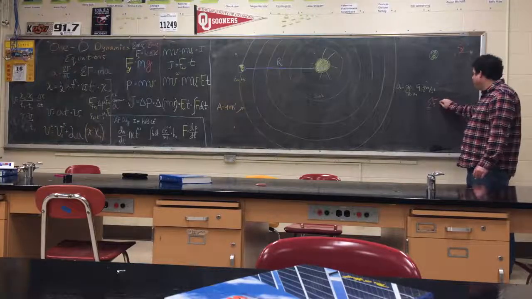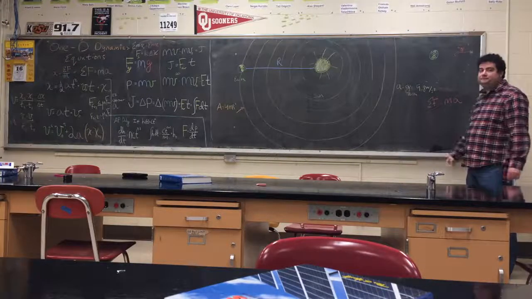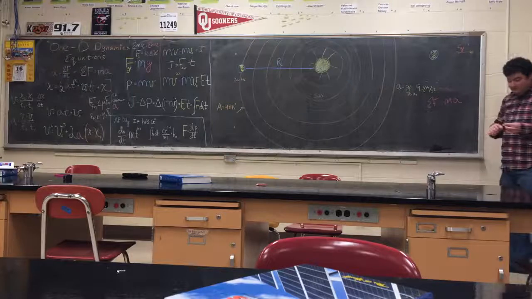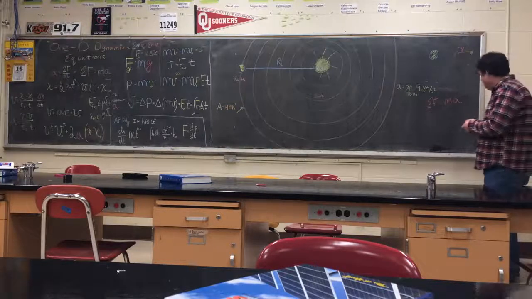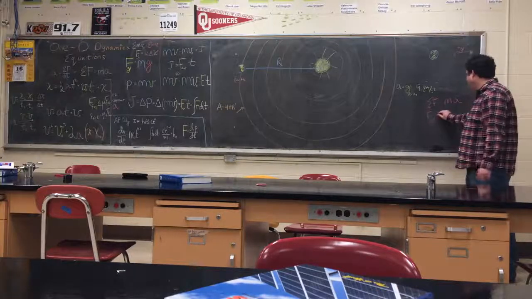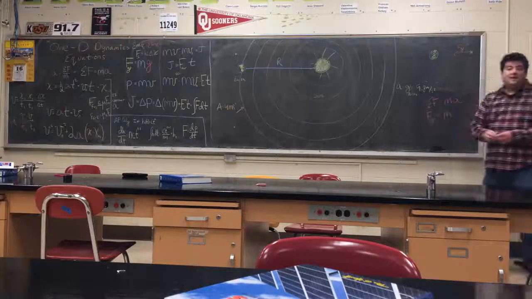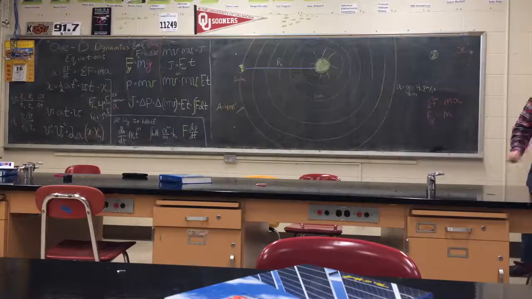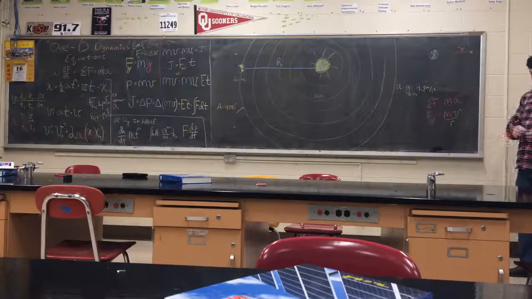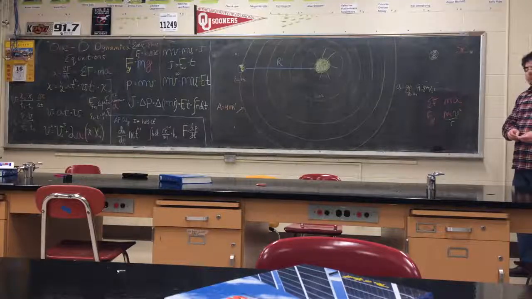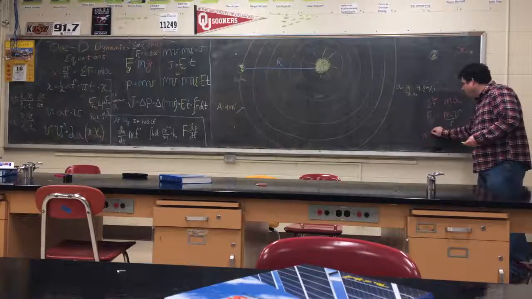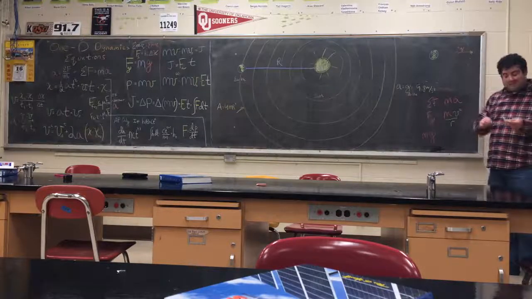We write sigma F is ma. We don't know the mass of the moon, but it doesn't matter because we know that the only force is the force of gravity. And what is a if you're moving in a circle? Well, of course, it's v squared over r. What's the force of gravity? Well, it's m times whatever the acceleration of gravity is out there.